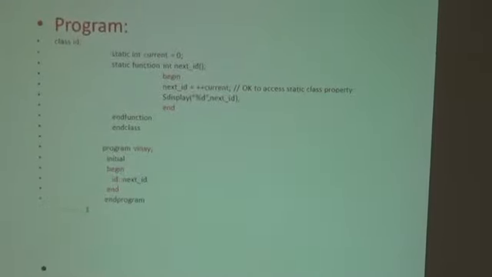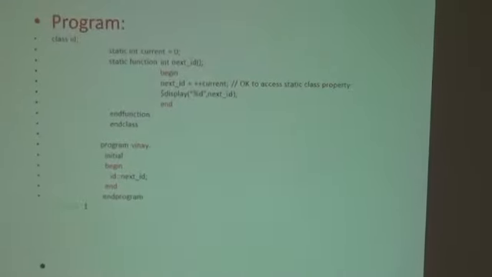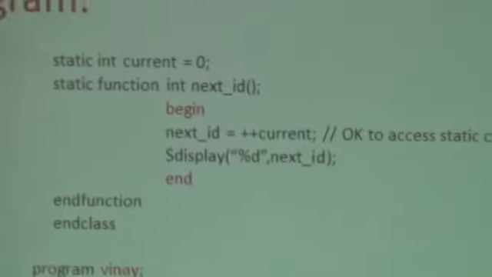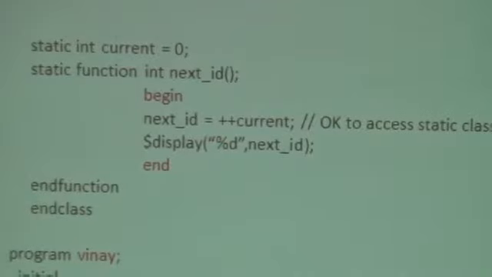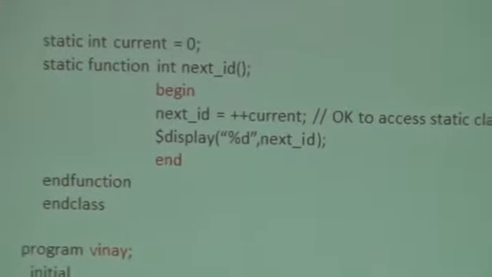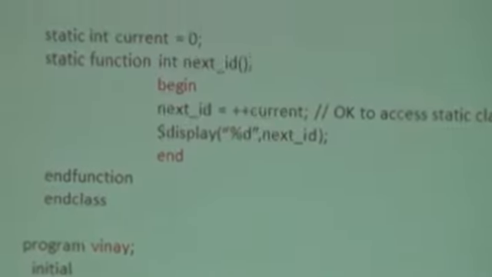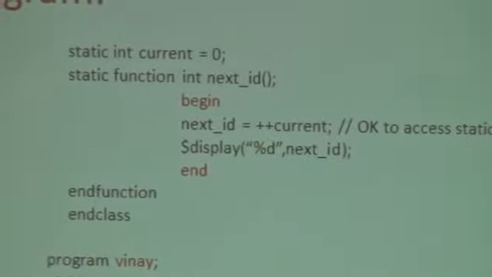There is one restriction, a constraint, for the static methods, that is, the static method can access only the properties declared with static. It doesn't access the properties that are not declared static.